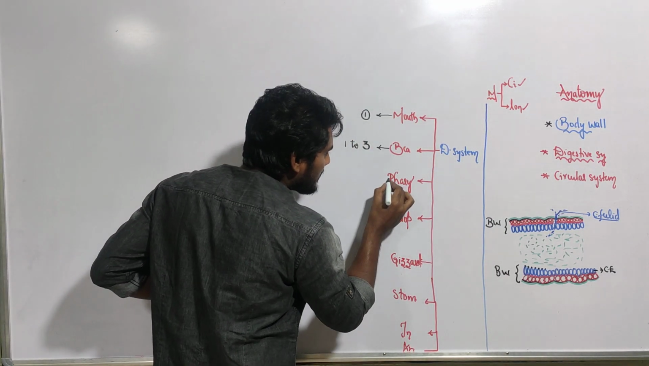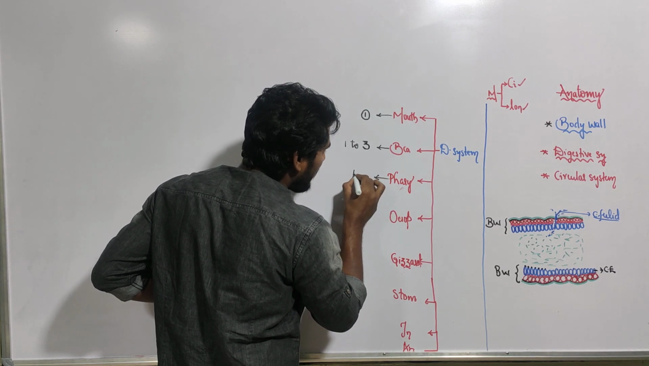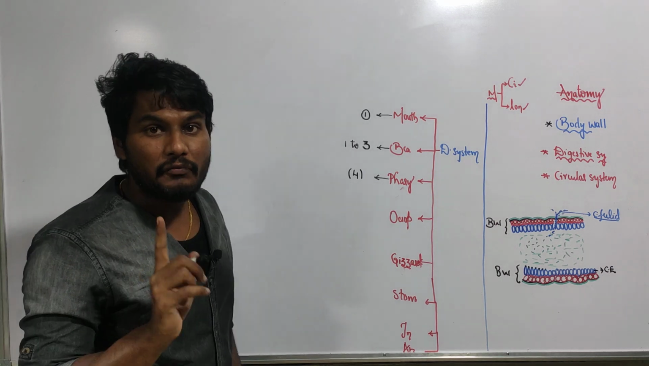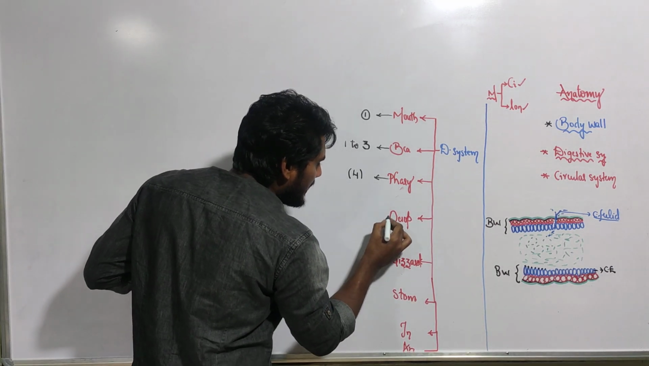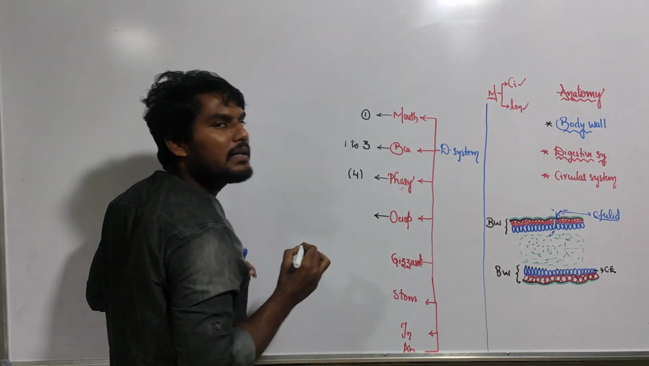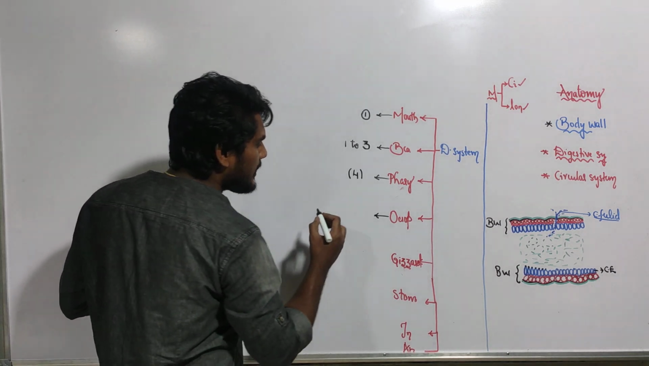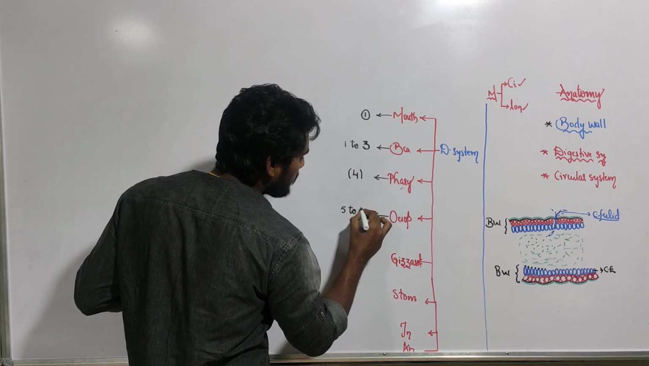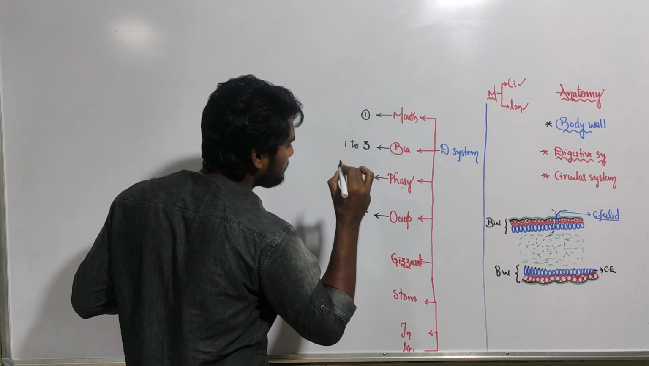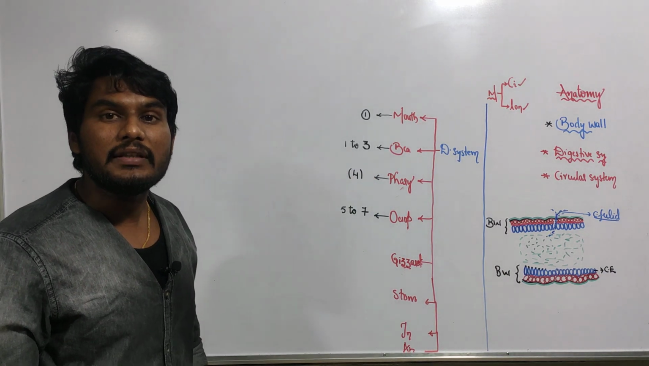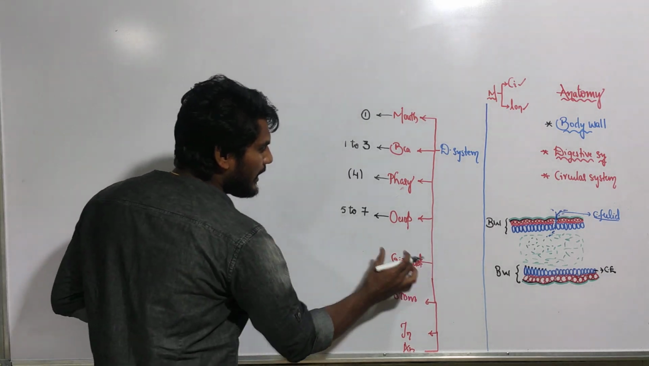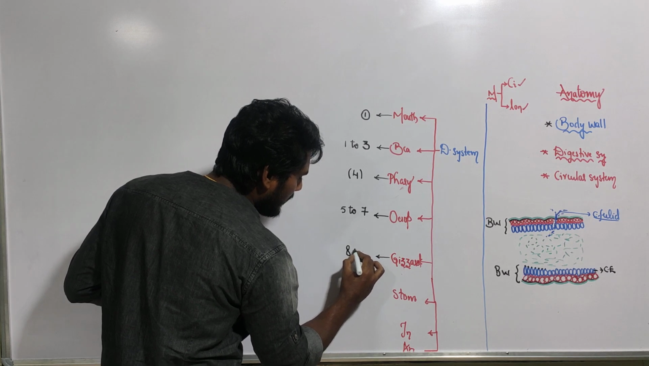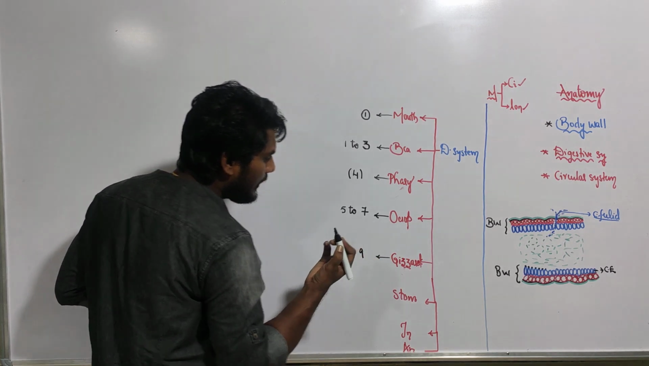And come to the pharynx. In which segment is the pharynx present? The fourth segment of the earthworm. Next, the esophagus is there. The esophagus extends from the fifth segment to the seventh segment. After the esophagus, we have the gizzard, and the gizzard is present in the 8th and 9th segments.